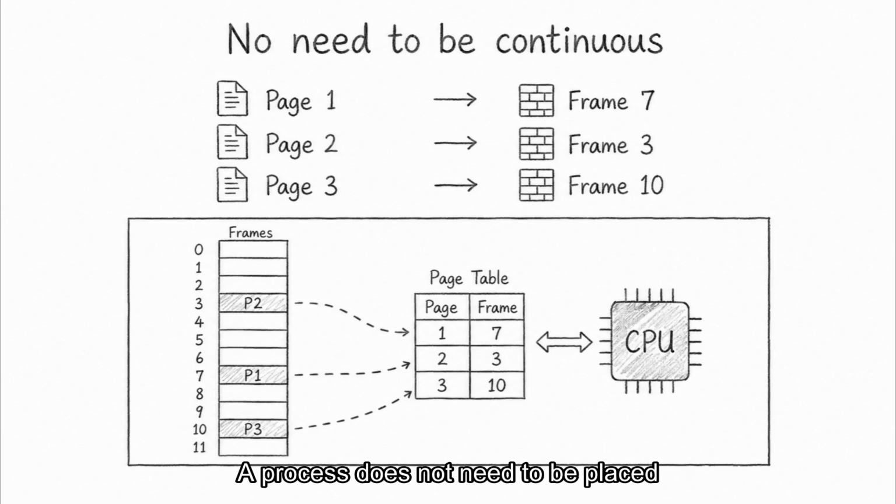The process does not need to be placed in one continuous area of the RAM. Each page of the process can be placed in any available frame in the RAM, so the memory can be used more flexibly. For example, page 1 can go to frame 7, page 2 can go to frame 3, page 3 can go to frame 10. They don't have to be next to each other. Then how does the CPU find the real location? This is where the page table is used.